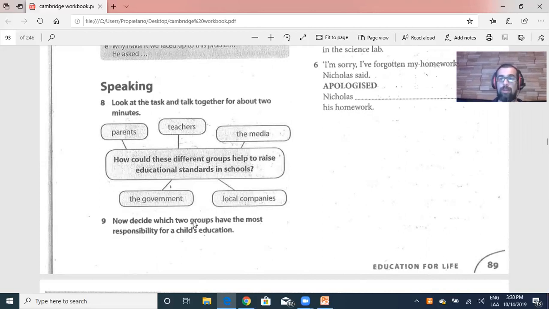Remember, next week we're going to be practicing the speaking test. So this is going to help you a lot for the next lesson, in which we're going to be doing the speaking test. So work on that right now. You can pause the video and work for 2 minutes with the general question, and then 1 minute for you guys to choose the most responsibility for a child's education.